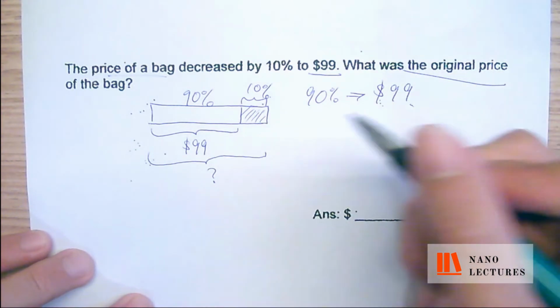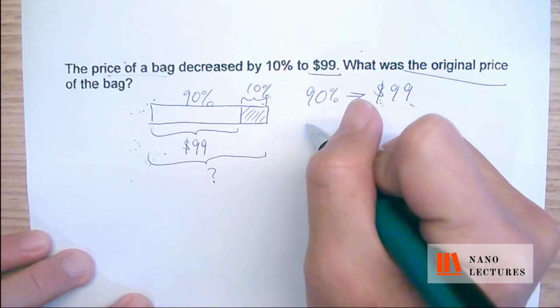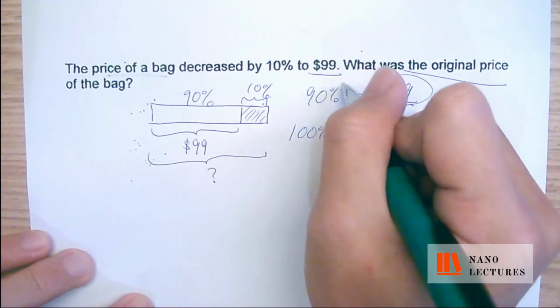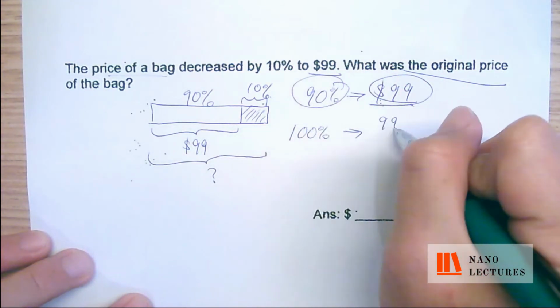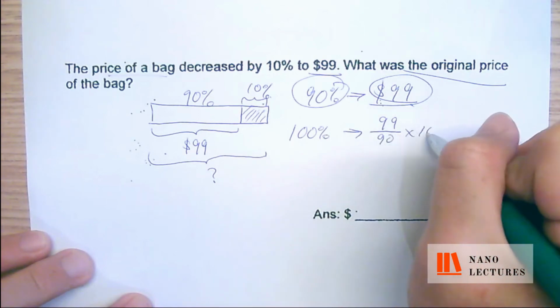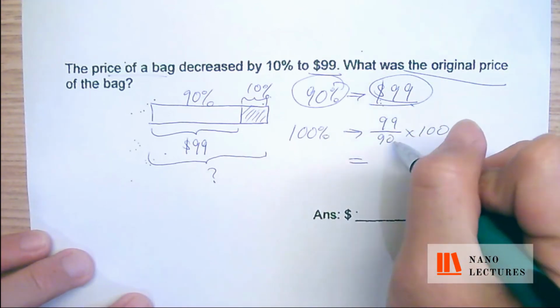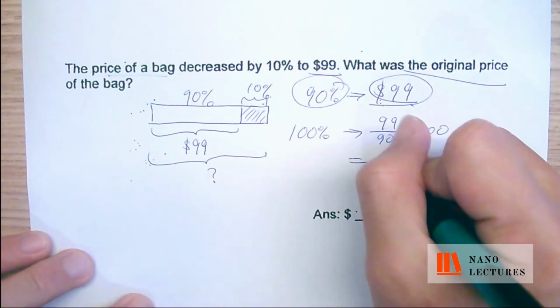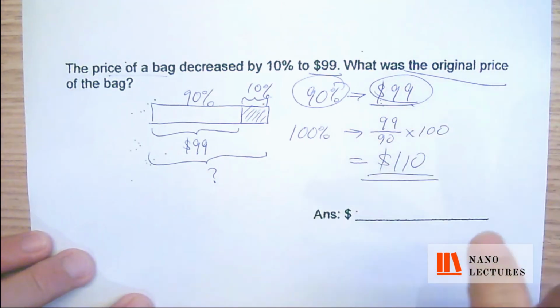Okay, find 100%. To find 100%, merely go and take this divided by this, multiply by 100. 99 divided by 90, multiply by 100. The calculator work for this is actually quite simple. Don't have to worry too much. Okay, 99 divided by 90, multiply by 100. So that will give us $110. Done. Simple.